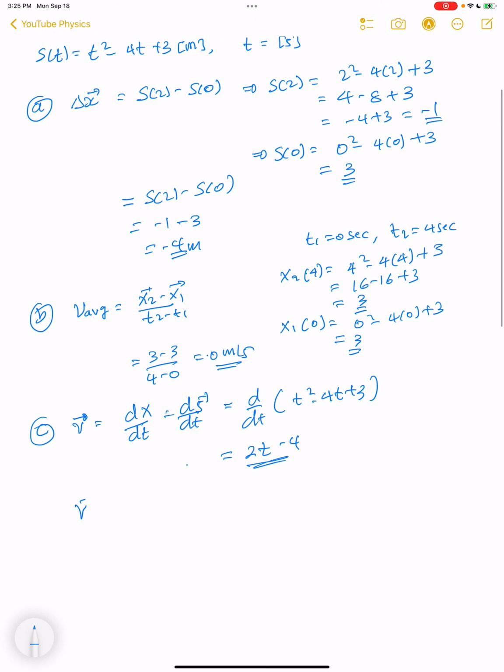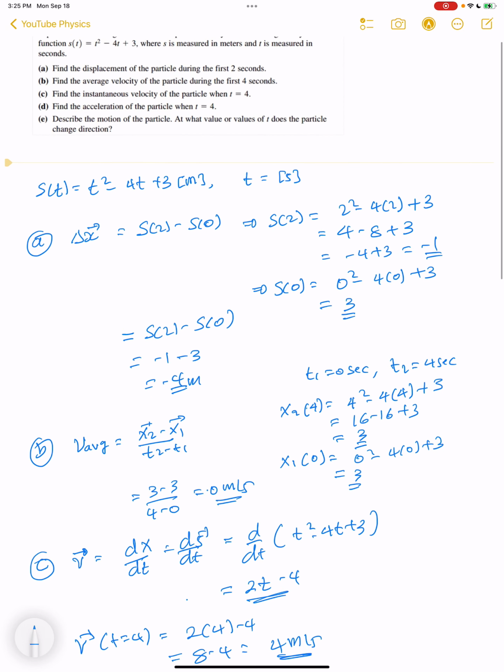Now we're asked to find the velocity at t equals 4. So we just do 2 times 4 minus 4. So this becomes 8 minus 4. That is 4 meters per second. So that's our instantaneous velocity at t equals 4 seconds.